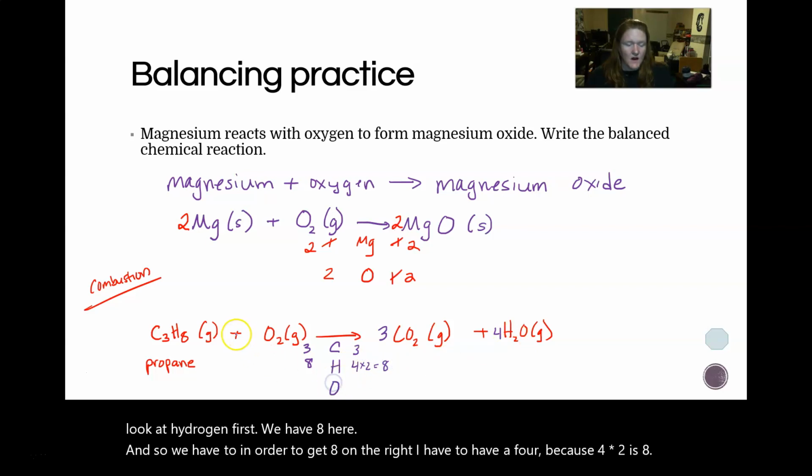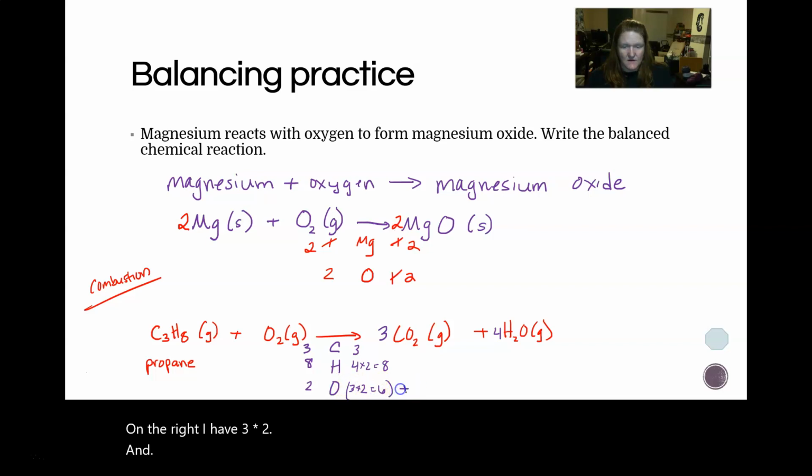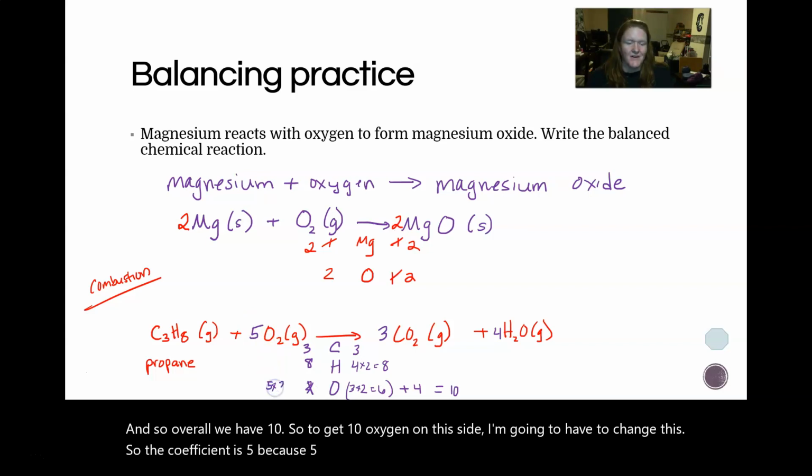Okay, and then oxygen, right now I have 2 on the left. I know I'm going to change that. On the right, I have 3 times 2, and I have 4 from the water. Don't forget that. A lot of people forget it. And so overall we have 10. So to get 10 oxygen on this side, I'm going to have to change this so the coefficient is 5, because 5 times 2 is 10. And so that's the balanced reaction for propane combustion.